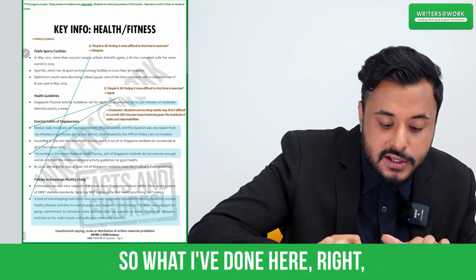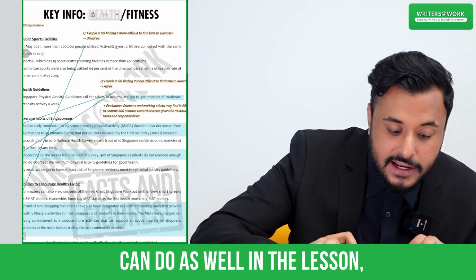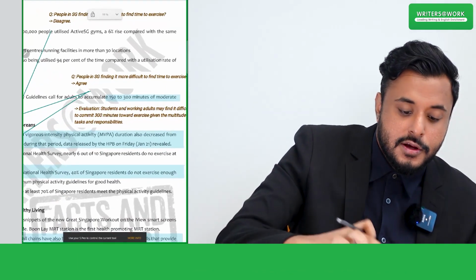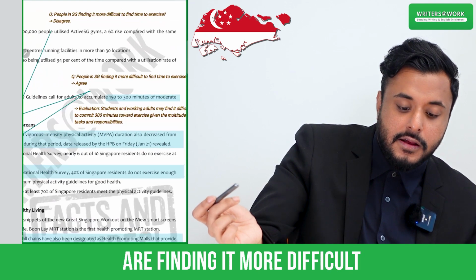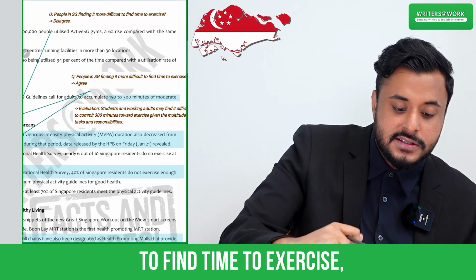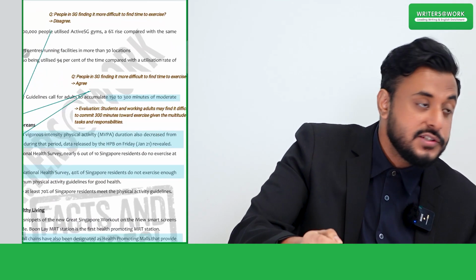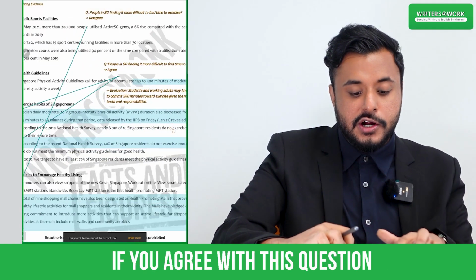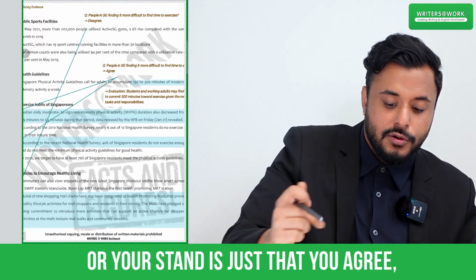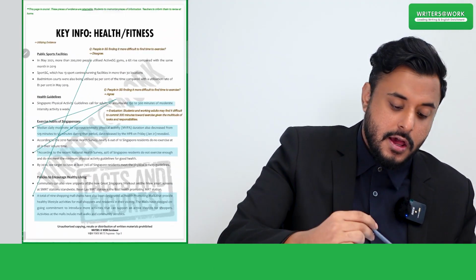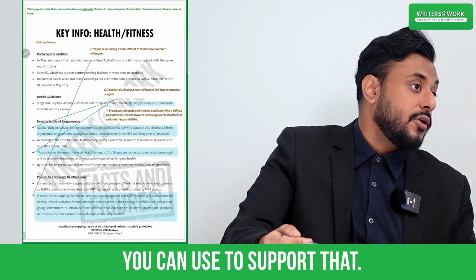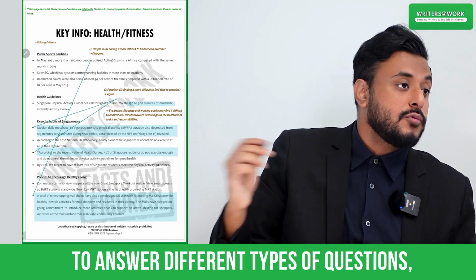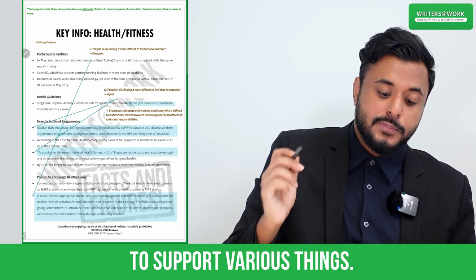So what I've done here, right, which is what you guys can do as well in the lesson, is kind of connect the different pieces of evidence to different questions. So if people in Singapore are finding it more difficult to find time to exercise, then if you disagree, there is a piece of evidence you can use to support that. Similarly, on the other end of things, if you agree with this question or with this prompt, or your stand is just that you agree, then there are also pieces of evidence you can use to support that. So it's about taking the evidence, utilizing it to answer different types of questions, utilizing the evidence to support various stands.